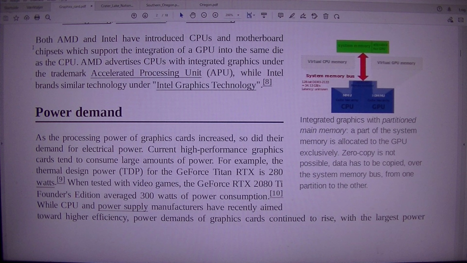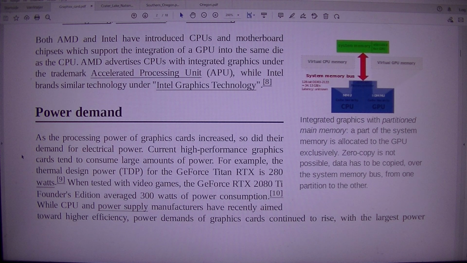Power demand. As the processing power of graphics cards increased, so did the demand for electrical power. Current high-performance graphics cards tend to consume large amounts of power. For example, Thermal Design Power, TDP, for the GeForce Titan RTX is 280 watts. When tested with video games, the GeForce RTX 2080 Founders Edition averaged 300 watts of power consumption.